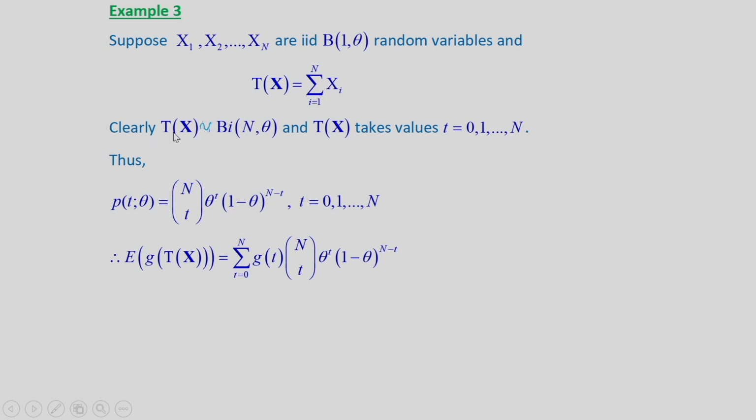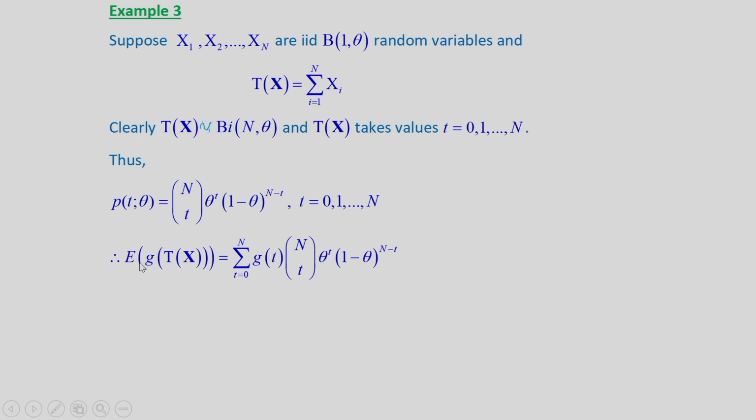Clearly, Tx is a binomial distribution with parameter n, the number of repetitions, and theta, the success parameter, because Tx is a sum of individual Bernoulli random variables. So, it is a binomial with parameters n and theta, and Tx takes values 0, 1 up to n. Thus, the probability mass function at point t will be given by nCt theta to the power t into 1 minus theta to the power n minus t, t going from 0 to n.